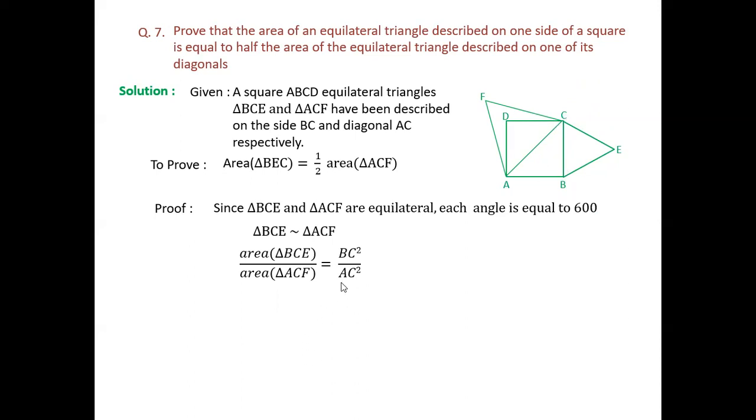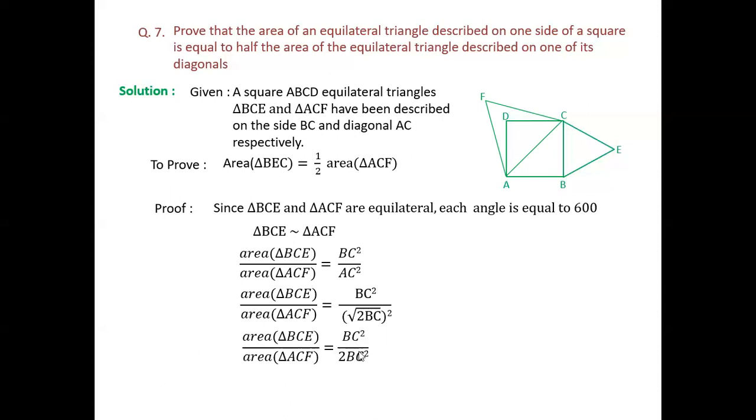Now, BC square upon AC square, and AC is root 2 BC, whole square. So if you take the square, it will become BC square upon 2 BC square. Root 2 and 2 cancel, and BC cancels. We have just 1 by 2. So take this to this side. This will imply that the area of triangle BCE is equal to half the area of triangle ACF.